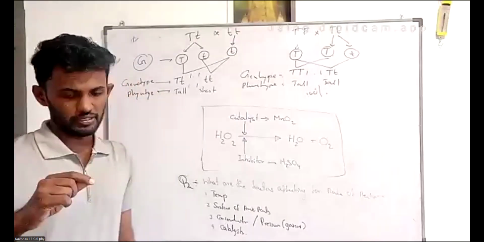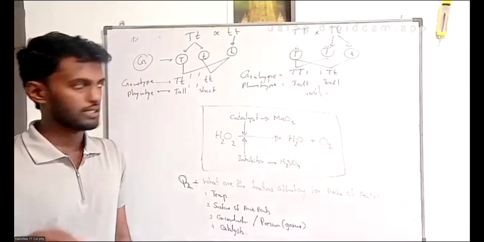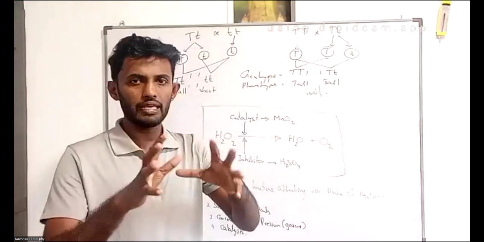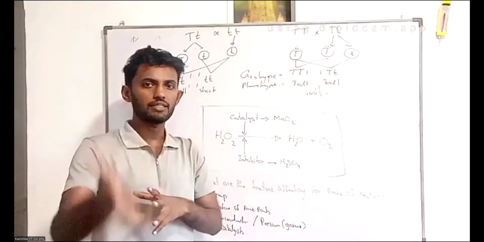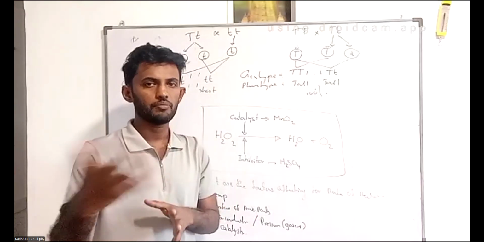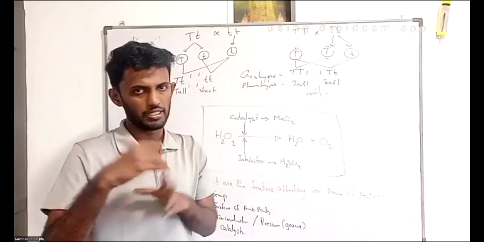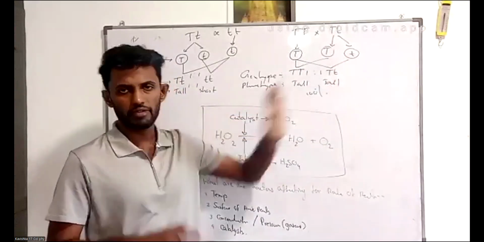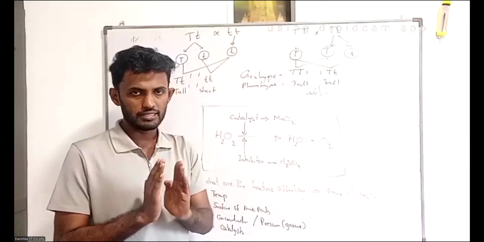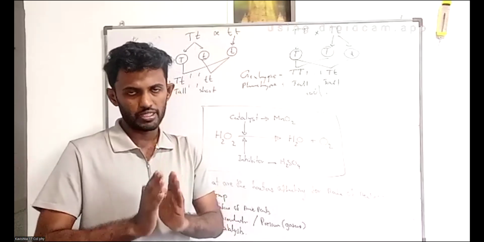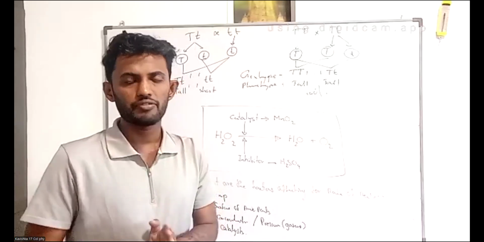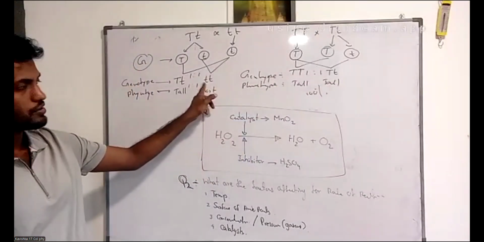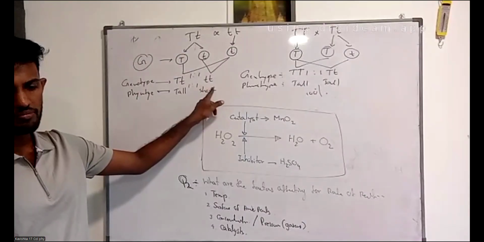I think you have learned this in theory, that the dominant allele decides the phenotype. There are cases where that's not so, but that's in A levels. Here it's very simple. If the dominant allele is there, then it decides the phenotype. Here it is tall. But this one is short because there is no dominant allele here. Only simple t, so it's short.